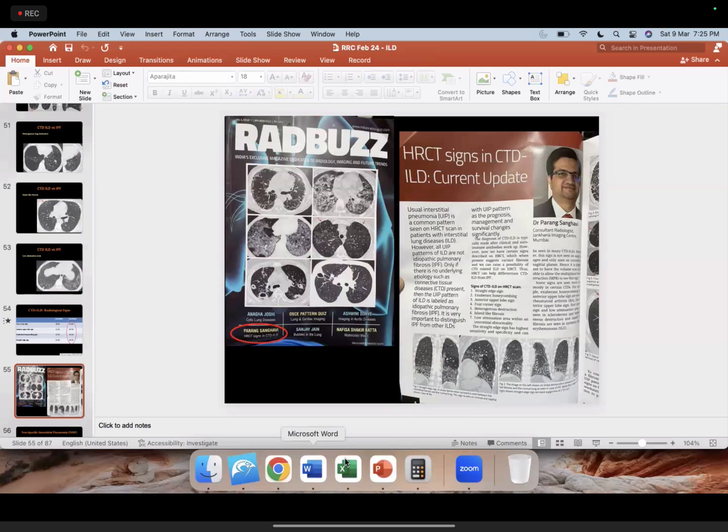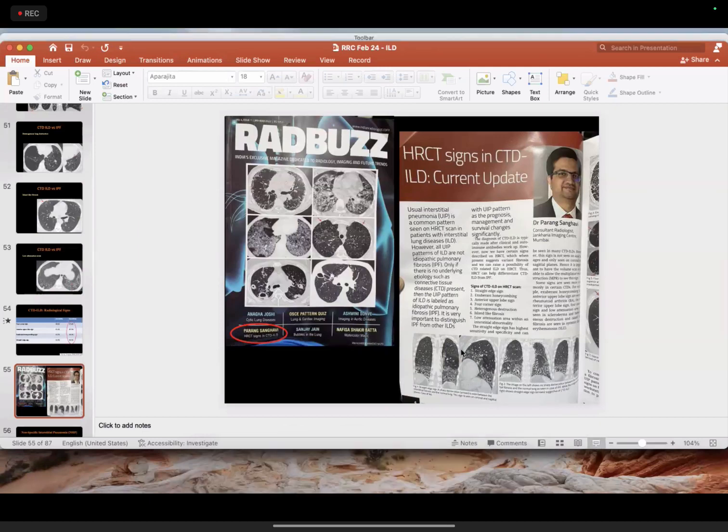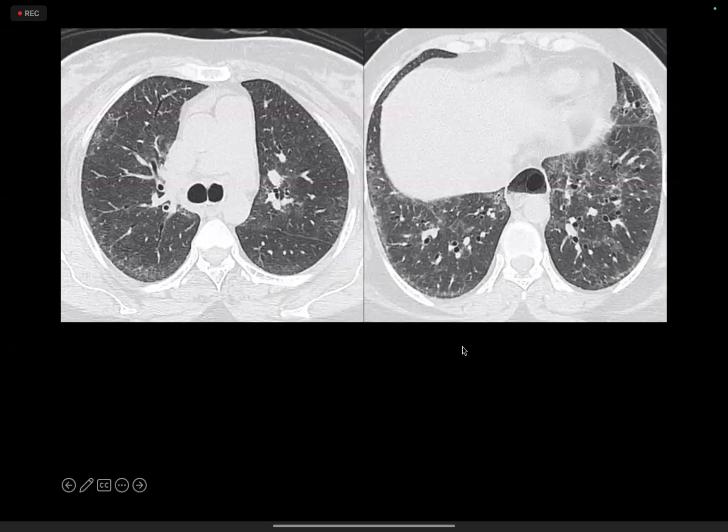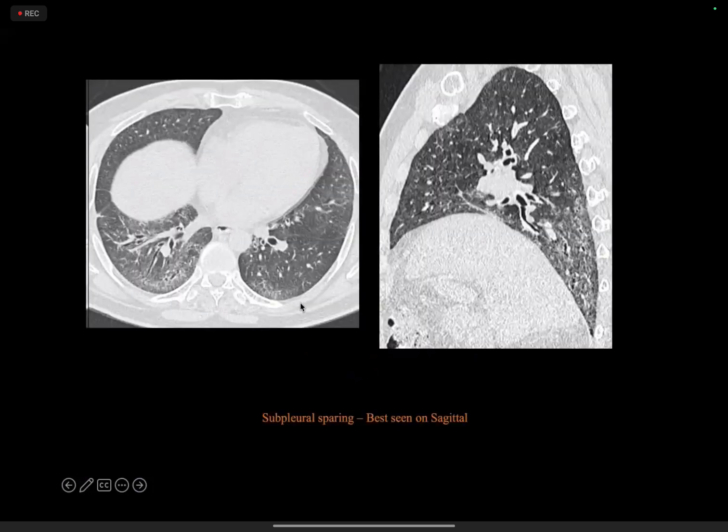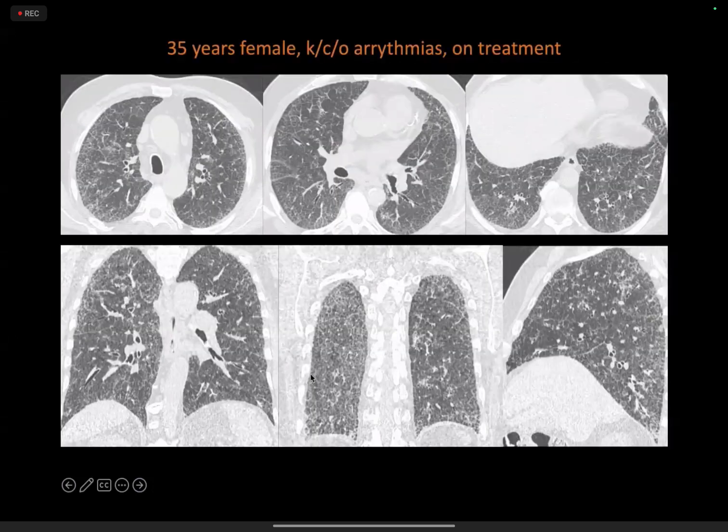So with this, just to brief about NSIP also, I think that we have already discussed. Just the subpleural sparing, like what I was telling: if you see this subpleural sparing, sometimes it might be difficult to pick up on axial, then do the sagittal recon. You can make out this straight entire area of lung which is spared. And again, once you have a subpleural sparing, that is definitely not UIP but NSIP.